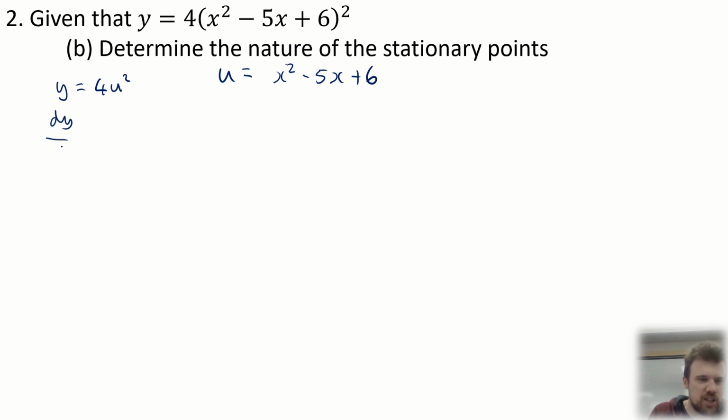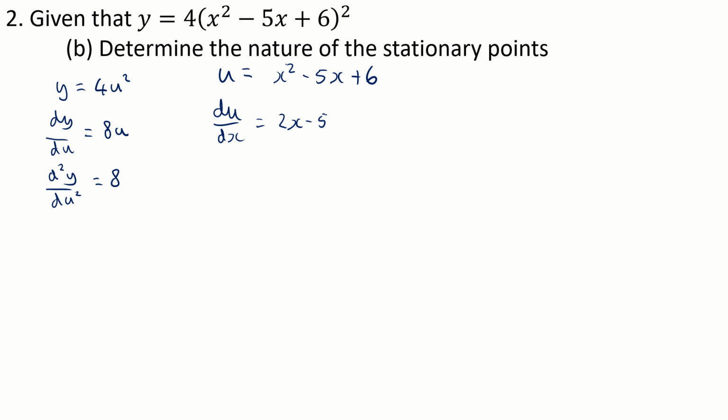We can differentiate those things individually. 8u. We can differentiate again, and we're going to get 8. And we can differentiate this twice. So we get 2x minus 5. And we'll differentiate again, and we will get just 2.